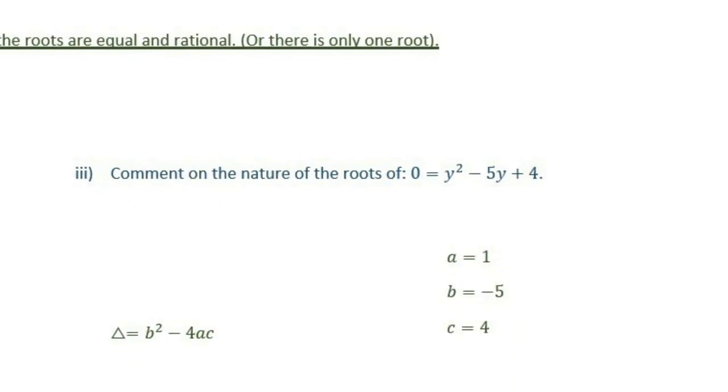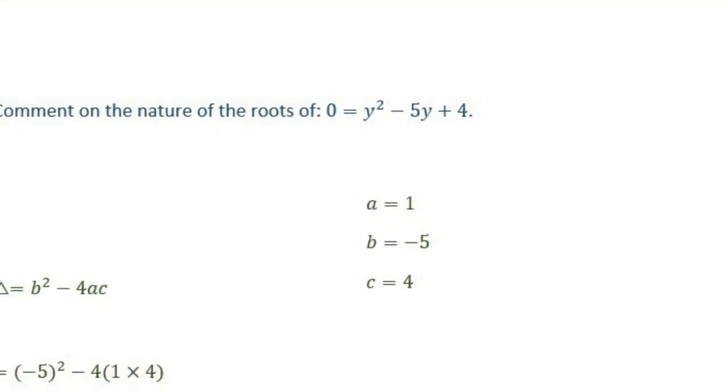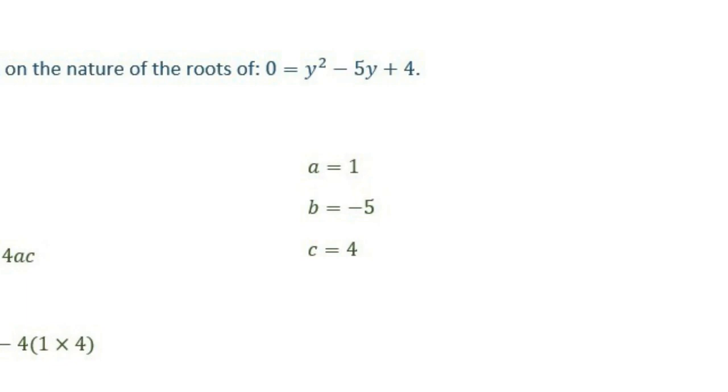Number 3, comment on the nature of the roots of 0 is equal to y squared minus 5y plus 4. In this case, we've got an equation in y instead of x, but that doesn't make a difference. The equation can be in any variable. The number in front of y squared, or a, is 1. The number in front of y is -5, and the number without y is 4. So a is 1, b is -5, and c is 4.